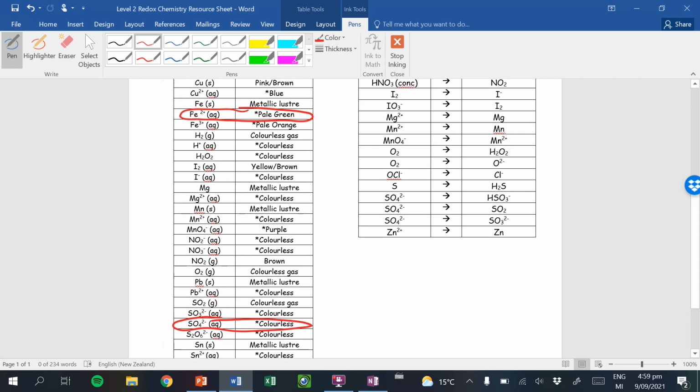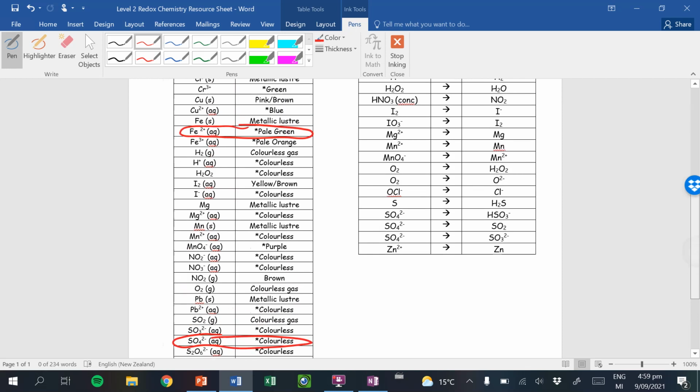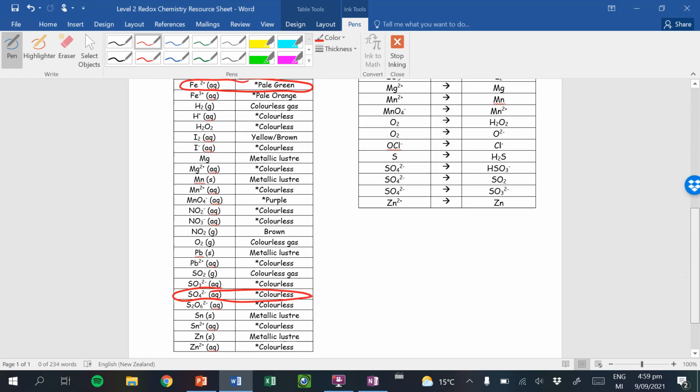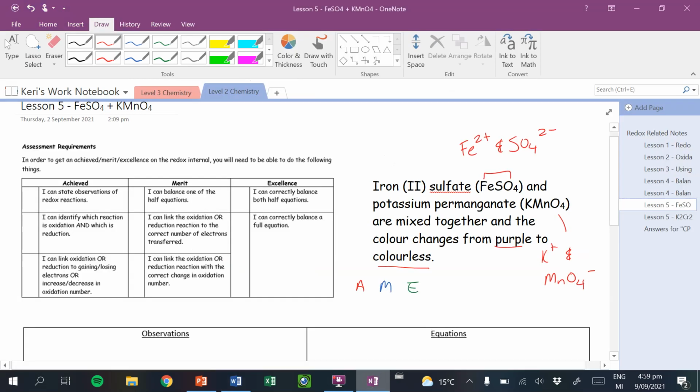The second component then is my potassium. When I look at this list, I can't see potassium on there, so that tells me I'm probably not using the potassium. So we can go back here and cross out potassium.